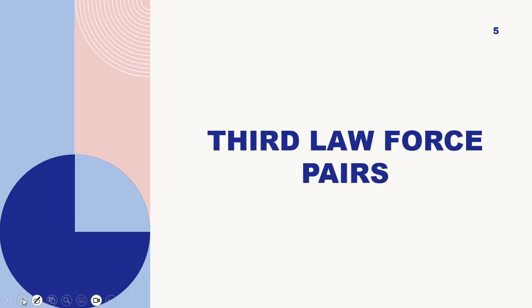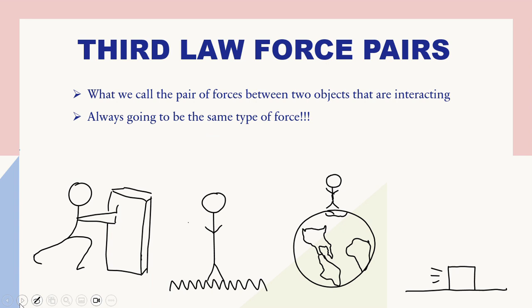Third law, force pairs. So these are what we call the pair of equal in magnitude but opposite direction forces between two objects that are interacting. So force pairs are always going to be the same type of force. This is super duper key. Whether this force is normal force, gravity, applied force, friction, etc., the forces between two objects that are interacting, the force pair is always going to be the same type of force. And this might cause confusion, so let's go over a few examples.